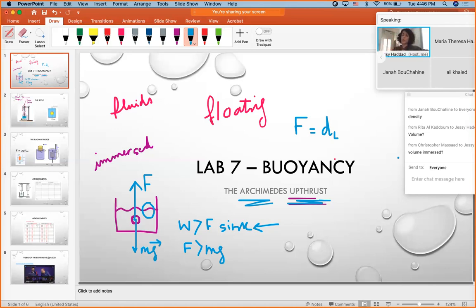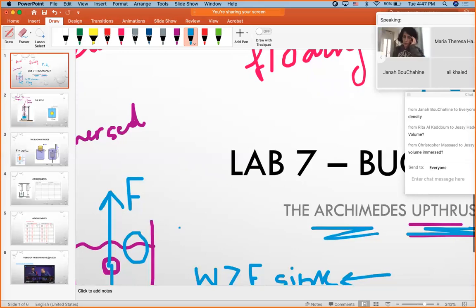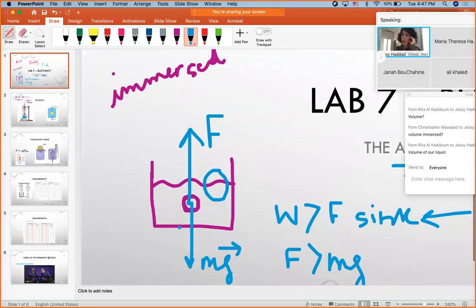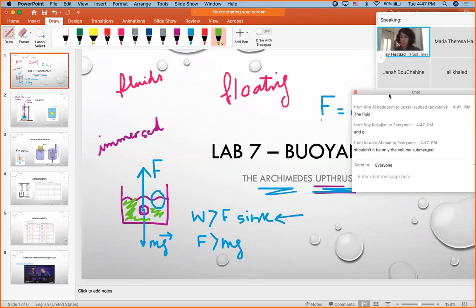Volume, Rita and Christopher, what do you mean? Which volume? And what do you mean by volume immersed, Christopher? Yeah, so this is my object. Which is my immersed volume? Volume of the liquid. All right, so you take all the liquid, right? So if you have a small pool or a big pool, the Archimedes upthrust is gonna be different. Somebody's saying it depends on g as well. I still have an issue with the volume. I need people to explain how the Archimedes upthrust is related to the volume. The volume of who? The volume submerged, Kausar, yes.